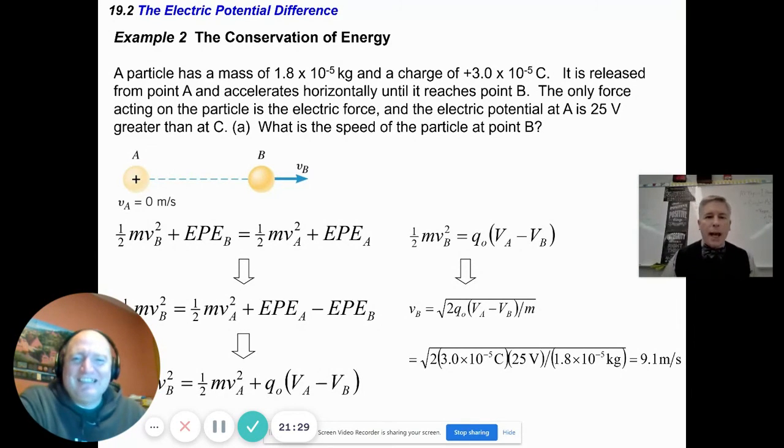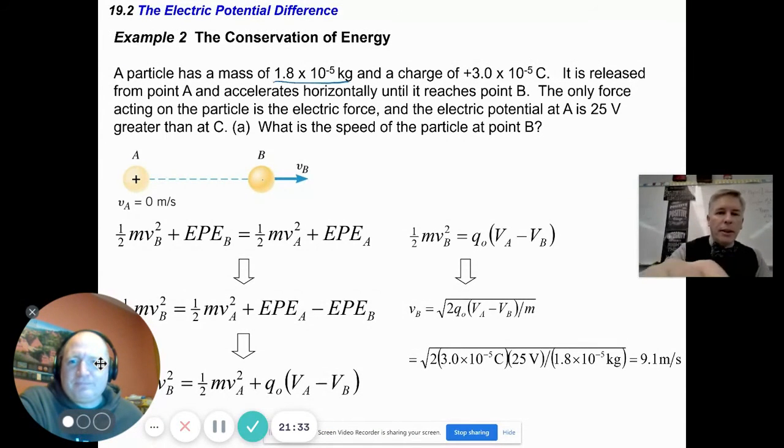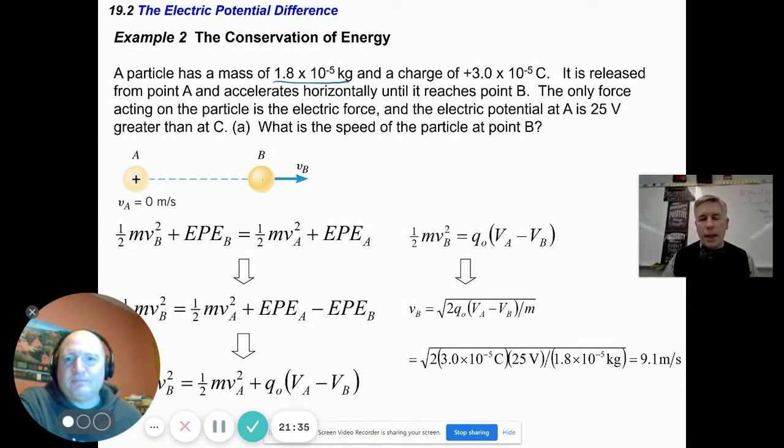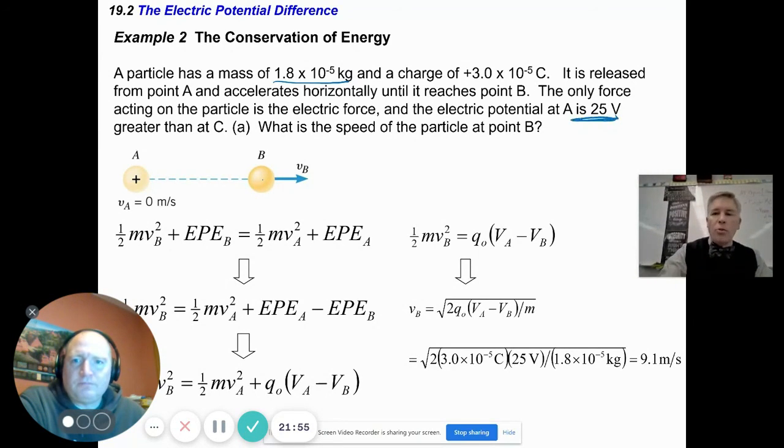Here's another example. Let's say I have a particle that has a certain mass. So this 1.8 times 10 to the minus 5 kilograms and a charge of 3 times 10 to the minus 5 coulombs. It's released from point A and accelerates horizontally until it reaches point B. So this charge starts at point A and it's going to move there. And it says the only force acting on it is an electric force. And the electric potential at A is 25 volts, or 25 volts greater than at C.